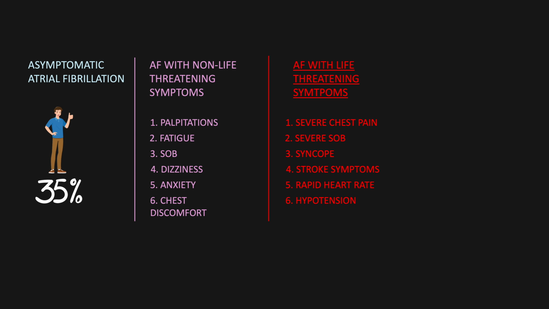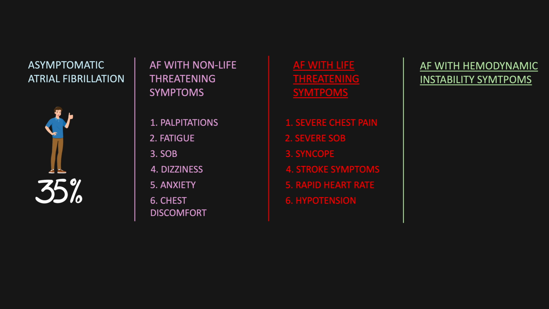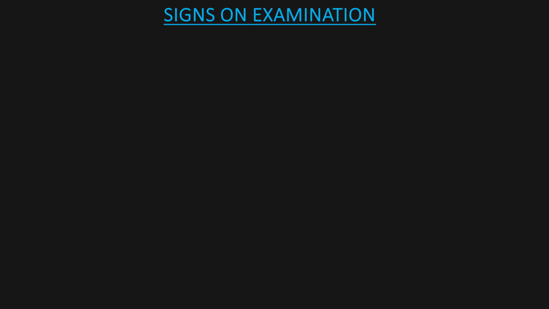So the easier way to remember is this: everything that a non-life-threatening patient has, the life-threatening is a severe form of that symptom. Then the patient can present with hemodynamic instability, which basically points towards hypotension, syncope, and rapid heart rate. Okay, these were the symptoms. Now the signs are, in my opinion, far more important than the symptoms.